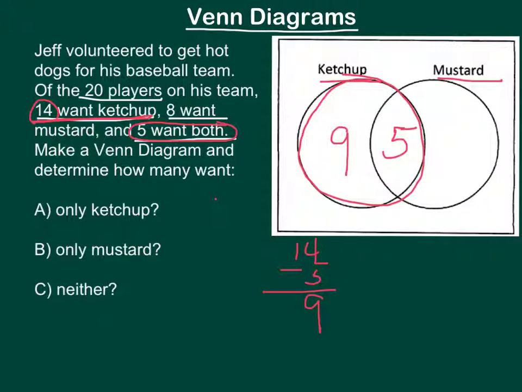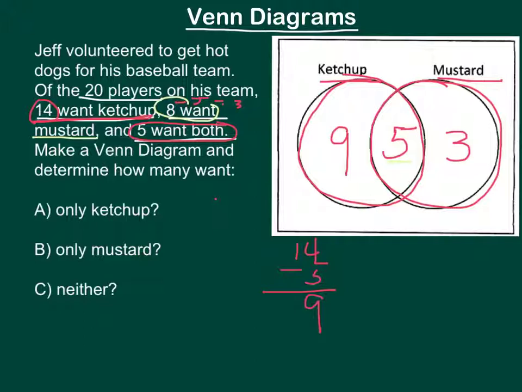Now let's look at the mustard people. We know we want 8 altogether. We already have 5 in there, so we need to put 3 more in the mustard circle. So here's the mustard circle. Now we have 8 in there. We took 8 minus the 5 that were already in there, gave us our 3.